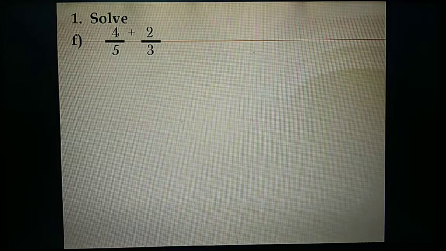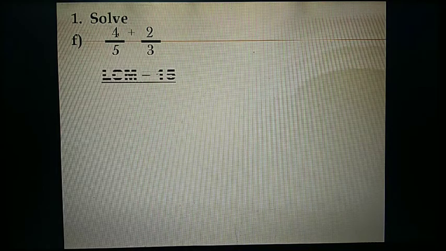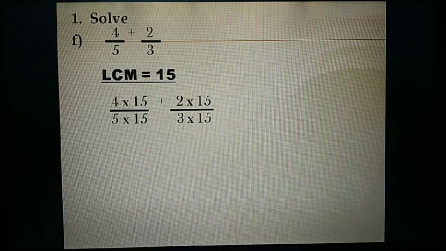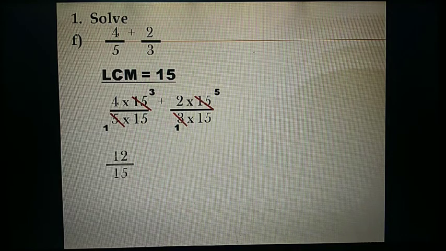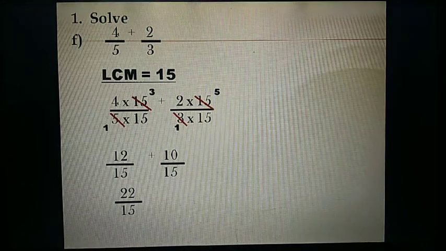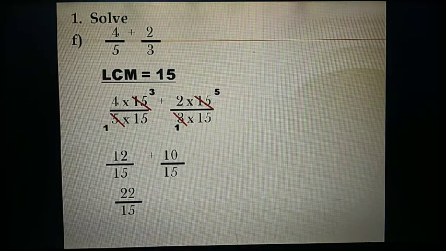Again, the denominators are co-prime numbers. So yes, we will find the product to find the value of LCM. Multiply both the fractions by the LCM. Perform cancellation. Multiply the numerator part. Now as they are like, we can add them. So 22 upon 15 is your final answer. Yes, we can change it into a mixed fraction.